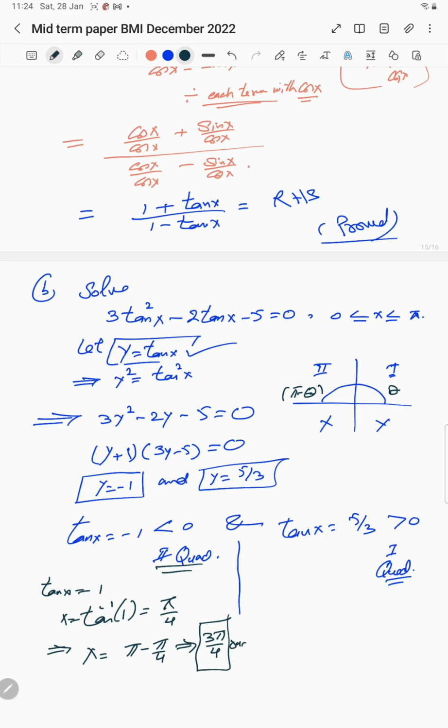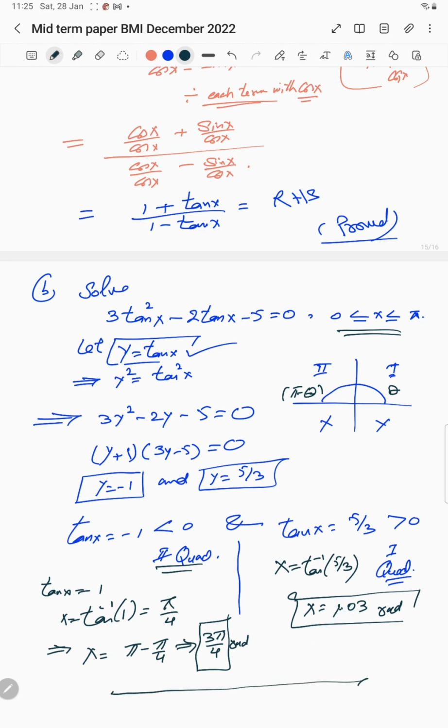in radian, RAD. Similarly here, as it is in the first quadrant, it will be as it is, tan inverse of 5 by 3. I will get it in radian. So do replace, because the angle is in radian, you need to change the mode of your calculator to radian to get the accuracy in the answer. So x goes to 1.03, that's again in radian. Okay, this is the end of question number 10.